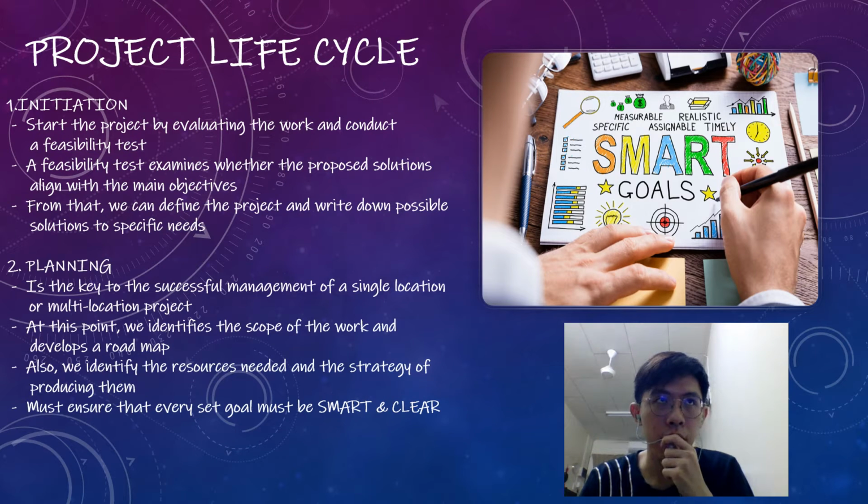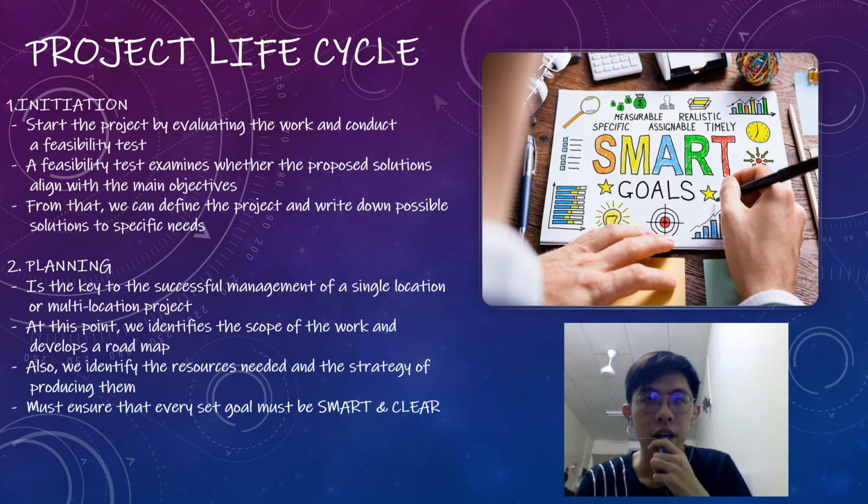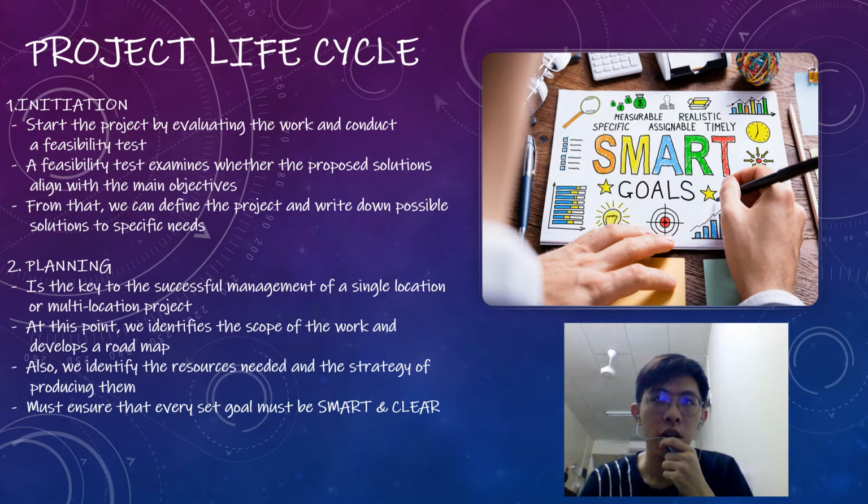And the first one is the project life cycle. In project life cycle, it has 5 steps. The first step is initiation. We start the project by evaluating the work and conduct a feasibility test. A feasibility test examines whether the proposal solution aligns with the main objectives or not. From that, we can define the project and write down possible solutions to specify needs.